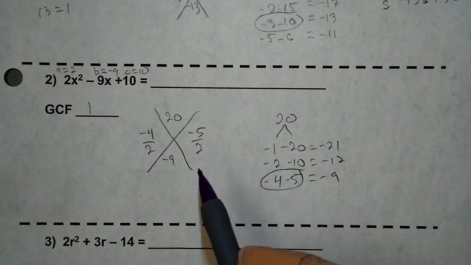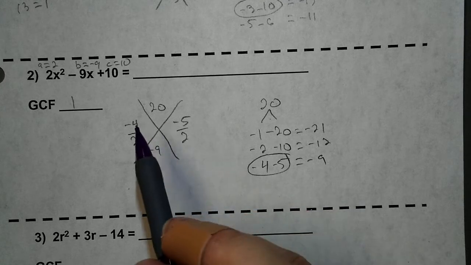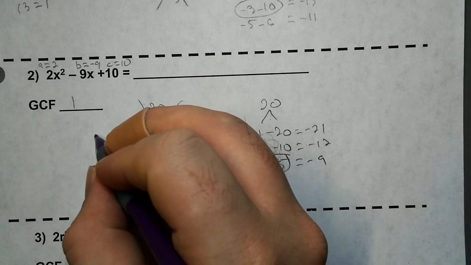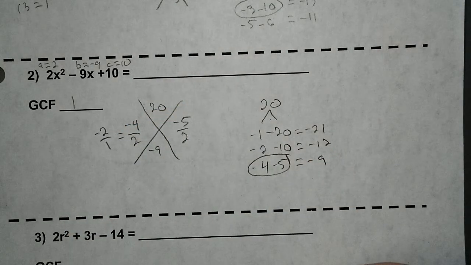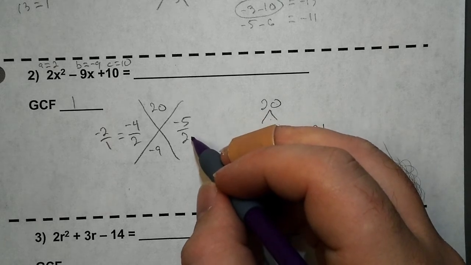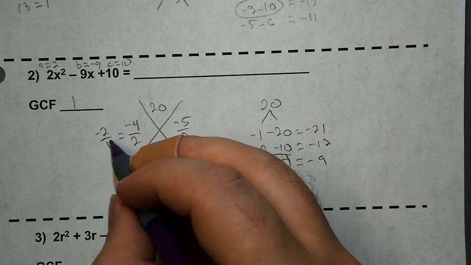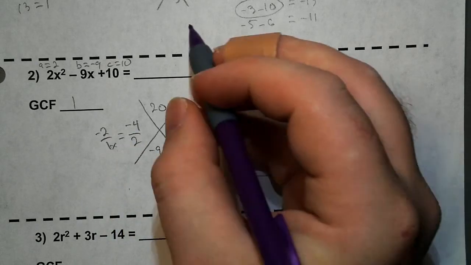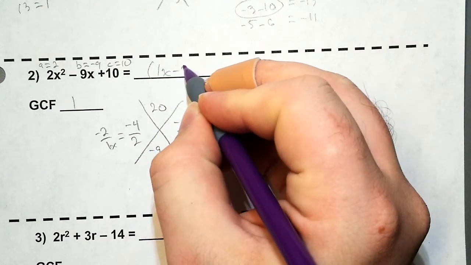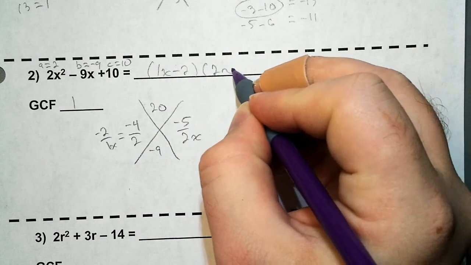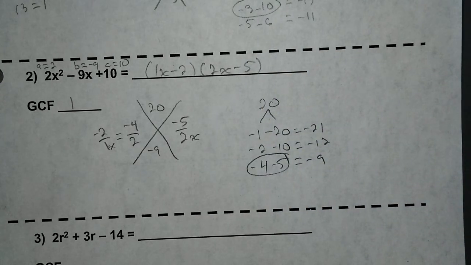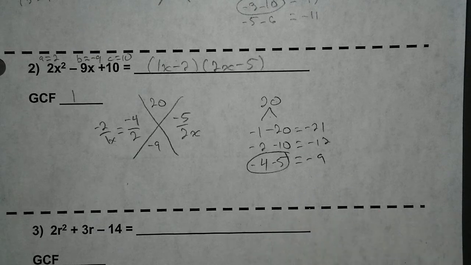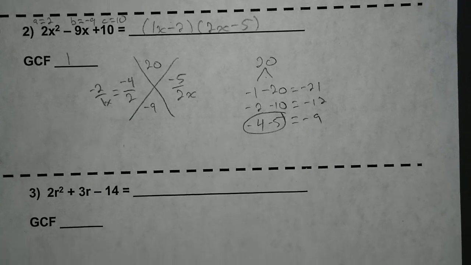Now before we write the factors, look if you can reduce the fraction. Can I reduce -4 divided by 2? Yes, I can. I can divide them both by 2, and I'll get -2 over 1. -5 divided by 2, I cannot reduce that. So, your bottom number gets your letter, and those are our factors. 1x minus 2 and 2x minus 5. Once again, we can check this by foiling. I'm going to skip that step so we can get on more examples.